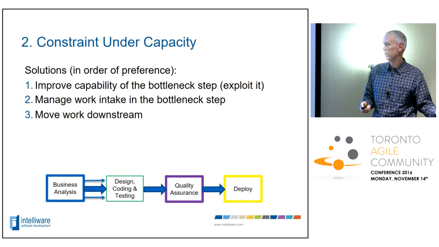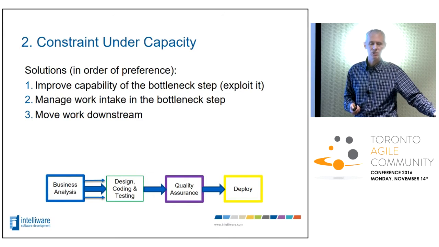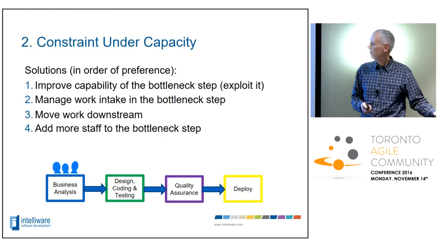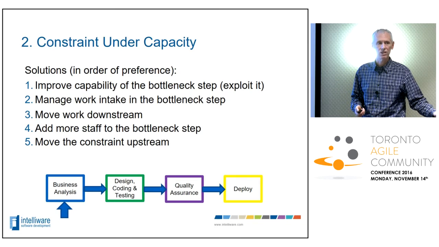Of course, you can move work downstream. If you've got some spare developer cycles, get them to help with some of the analysis work. I know sometimes developers don't like doing that, but it's not about who does what. It's more about getting stories through the process. Add more staff. Again, I'm not a big fan of that. Or just simply move the constraint. If you truly believe the constraint is around analysis in this example, it is possible to move the constraint up the cycle. And then that's essentially, in a way, managing work intake, but you're taking a different approach.